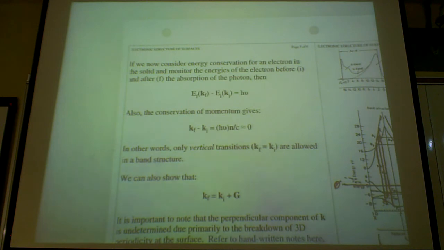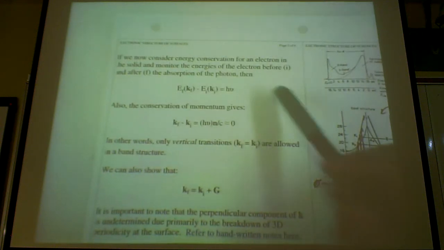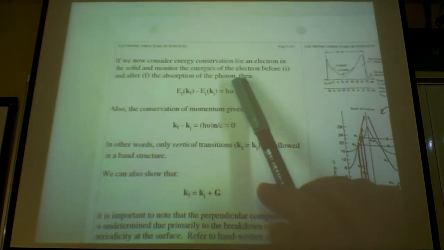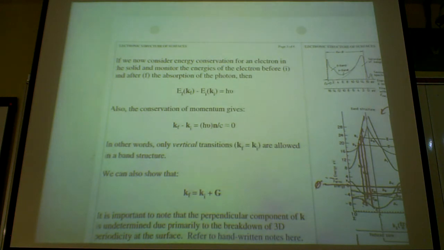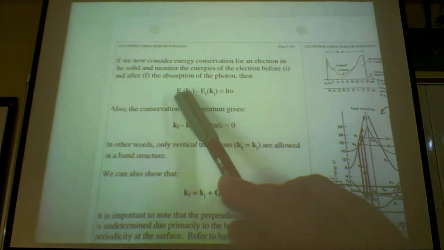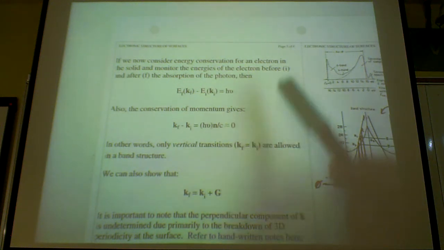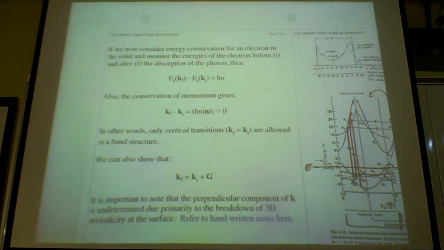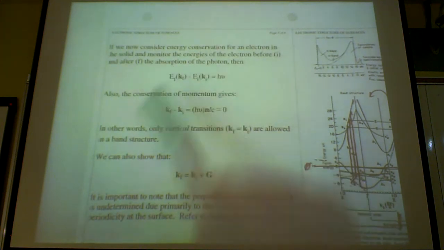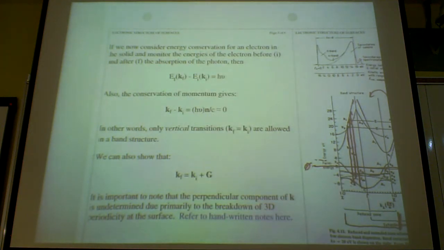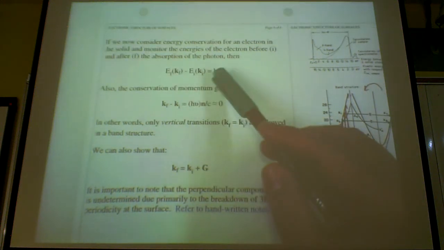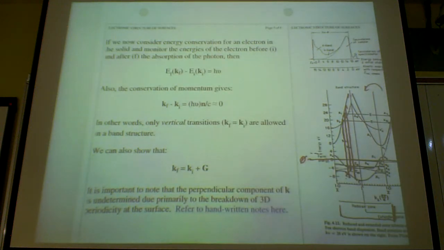So here we are looking at the Einstein equation. If you consider energy conservation, the Einstein equation is about before and after the absorption of the photon. So this is the final state and the initial state, and the difference should equal the photon energy, right? So we consider energy conservation of the electron in the solid and monitor the energy of the electron before and after. You would get this, right? And so there's more than meets the eye. It could be a very complicated process.